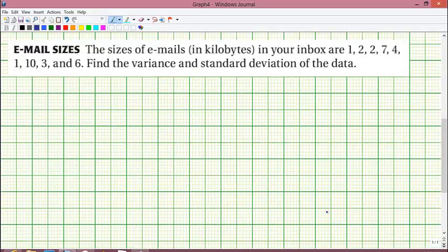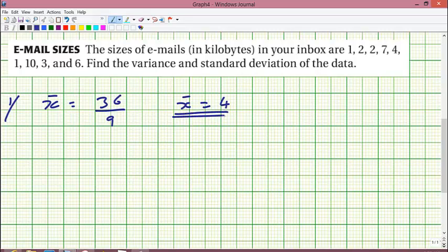And there's our first problem. The sizes of emails in kilobytes in your inbox are 1, 2, 2, 7, 4, 1, 10, 3, and 6. Find the variance and standard deviation of the data. Well, we need to do a number of things here. The first thing we need to do is find the mean. And that is a straightforward process. We add all of the values together and we divide by the number of values, which is 9. If we added all of those numbers up, we get 36. We divide that by 9. So the mean is 4. Okay, so that's a simple calculation.